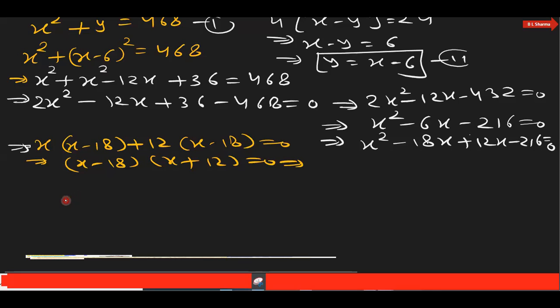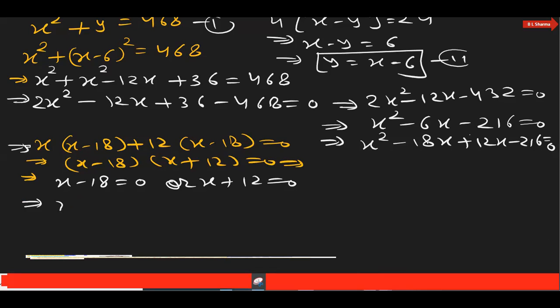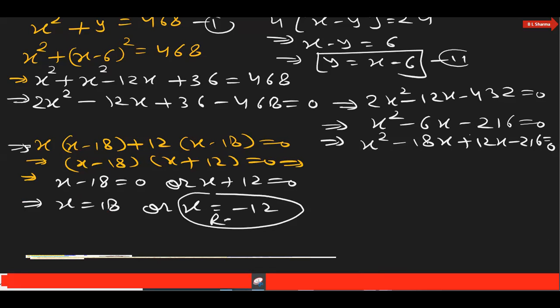Putting each factor equal to 0. Therefore, x minus 18 is equal to 0 or x plus 12 is equal to 0. It means x is equal to 18 or x is equal to minus 12. Minus 12 cannot be the side of a square. So this is rejected.